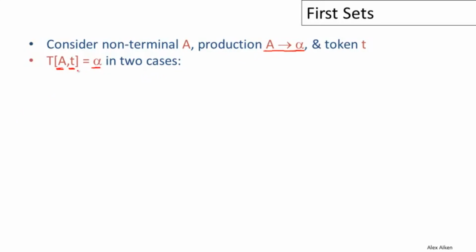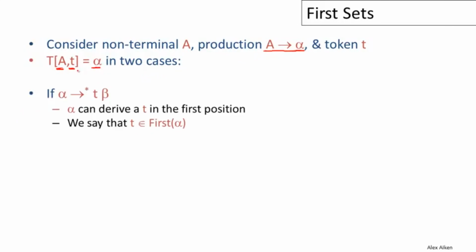And there are two situations in which we would like to do this. The first one is if alpha can derive T in the first position. That means that beginning with alpha, there is some derivation, some sequence of moves, could be 0 or more moves, that will result in a T appearing in the first position of the string that's derived. And if there is such a derivation, then using the move A goes to alpha at this point when T is the next input symbol would be a good idea, because then we would be able to match the T. Eventually alpha could generate the T, and then we'd be able to match the T and then continue with our parsing of the rest of the input.